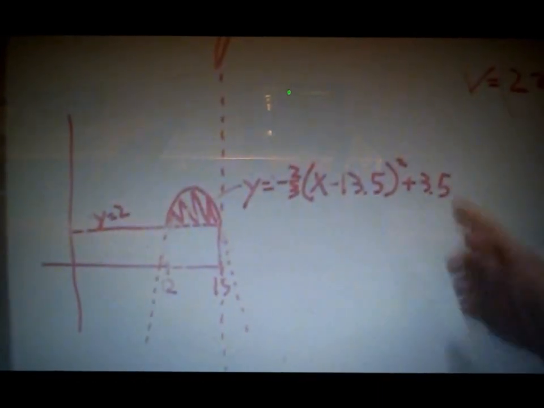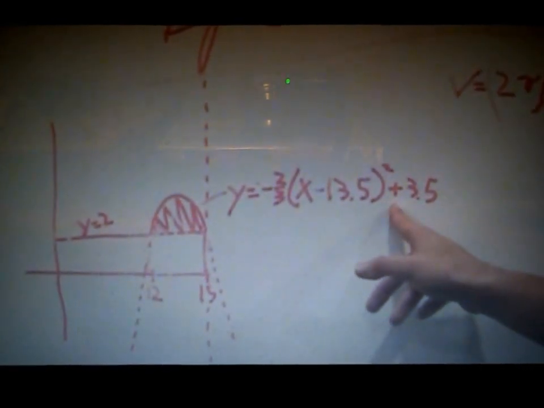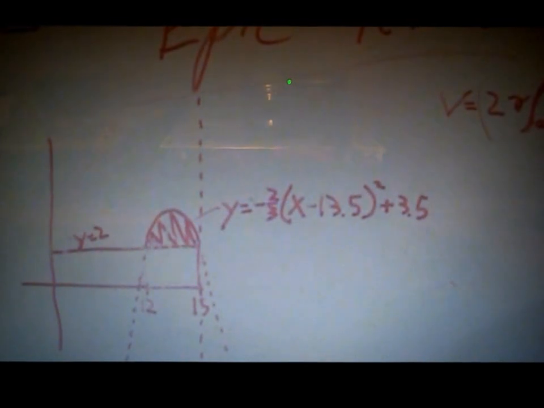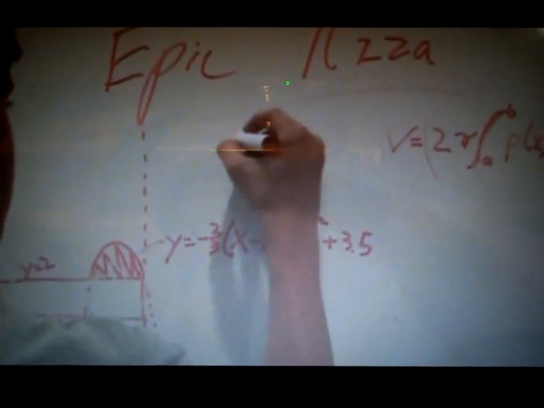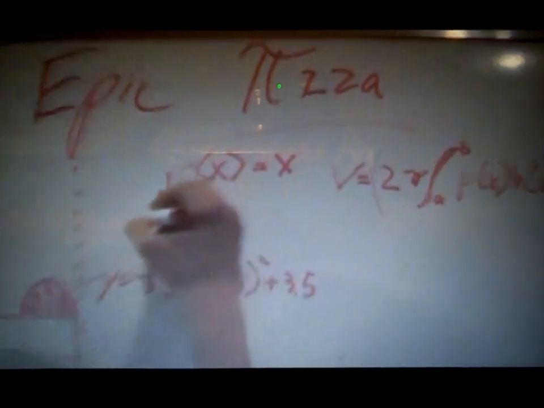Okay, so first we modeled the crust using a quadratic equation, y equals negative 2/3 times (x minus 13.5) squared plus 3.5. Then we found that the radius was x, so p of x equals x. And h of x just equals the function.